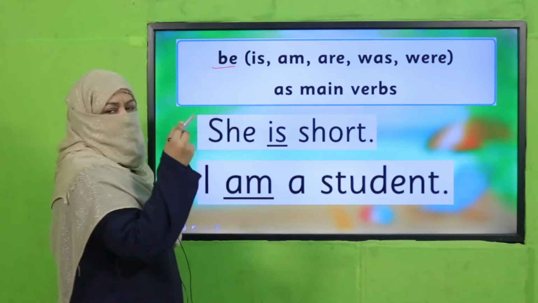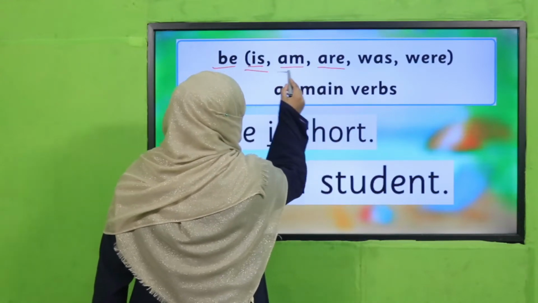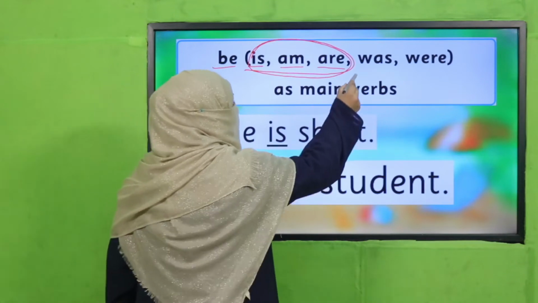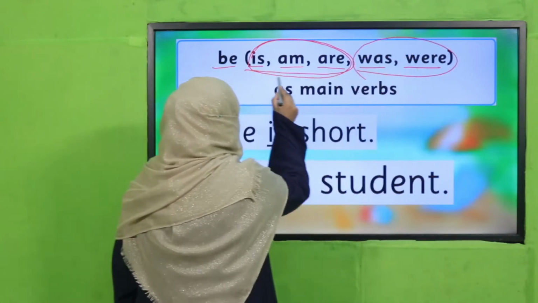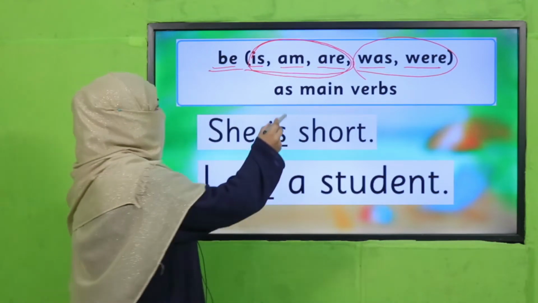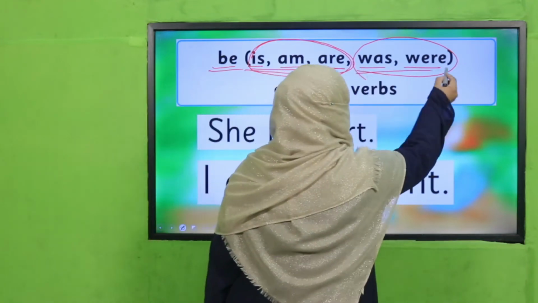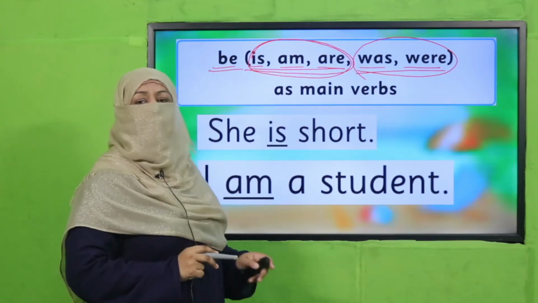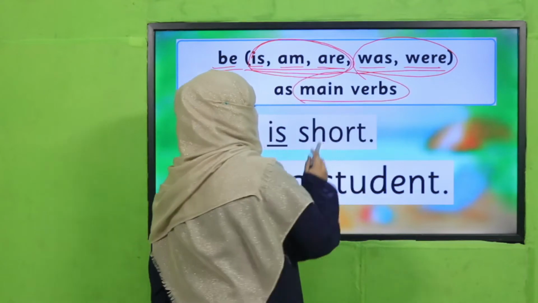So be has different forms: is, am, are. It is the present form of be. Was and were is the past form of be. When we say forms of be, it means is, am, are in present tense, was and were in past tense, but in both situations we will use them as main verb, right?